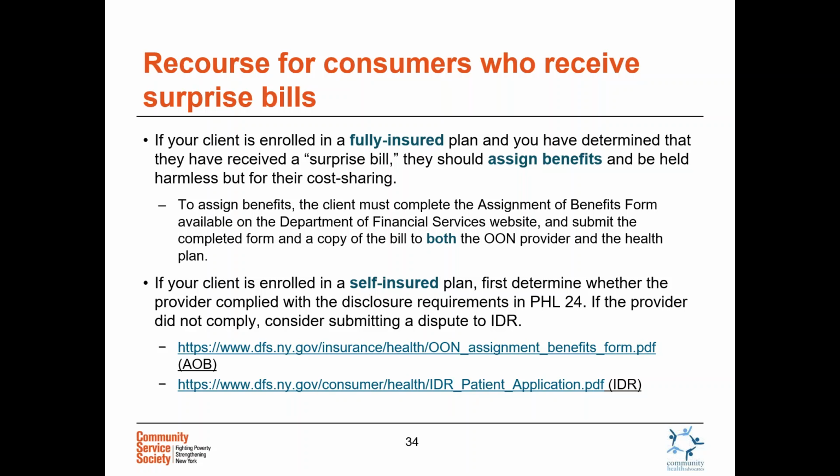And this form, also known as an AOB, basically allows the client to assign their health insurance benefits to their provider and instructs the plan that they must pay their provider for these services under the surprise billing law. If your client is enrolled in a self-insured plan, they're not going to be able to take advantage of the New York surprise billing law protections, as we've discussed.